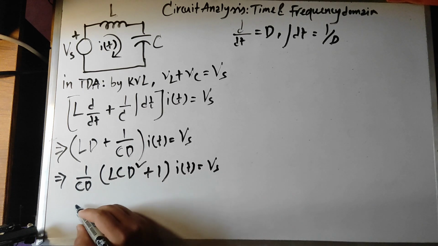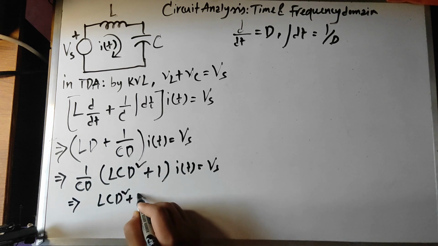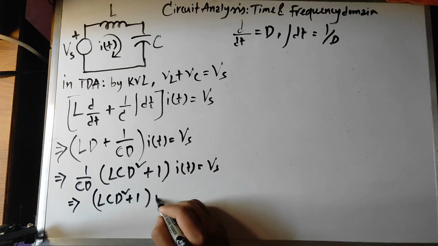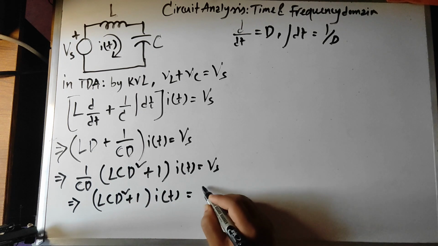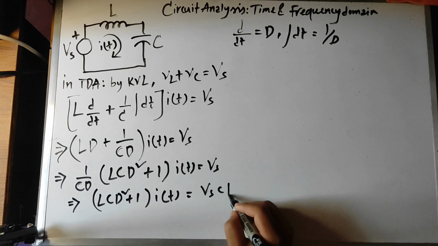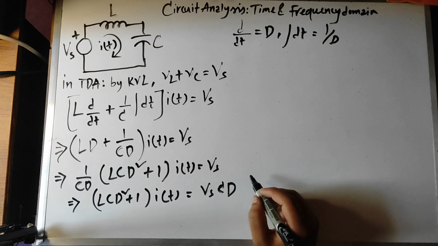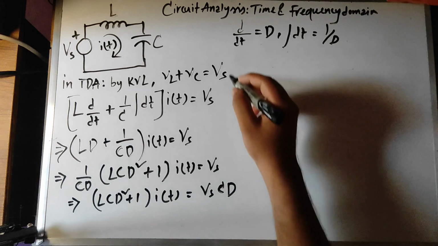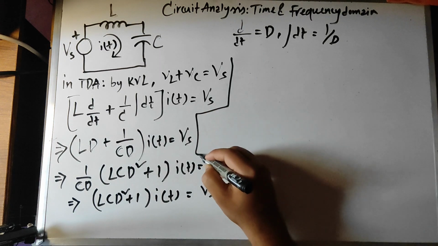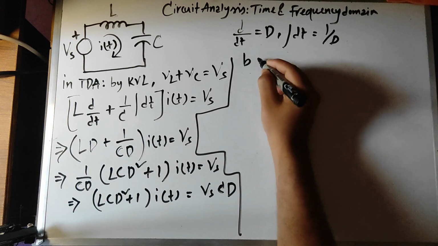Now (LCD² plus 1) i(t) equals VsCD. We have got our current equation. Now we are going to find the voltage equation.